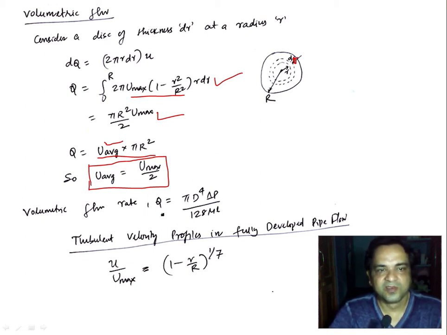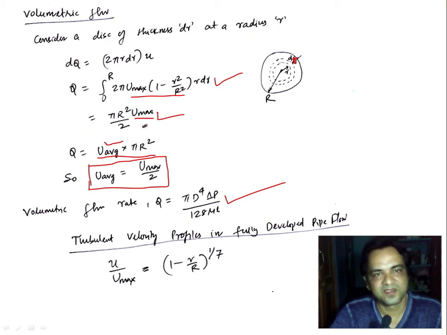So the volumetric flow rate Q will be this much. Put the value of u max. Already we have the expression for u max from the velocity profile. Just replace this, so you will get the volumetric flow rate in terms of pressure drop. So if you know the pressure drop, then also you can find out the volumetric flow rate.